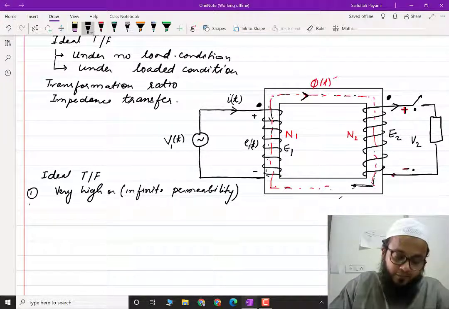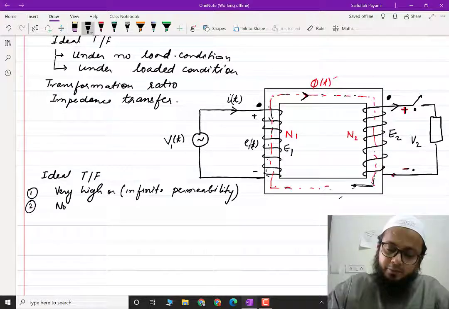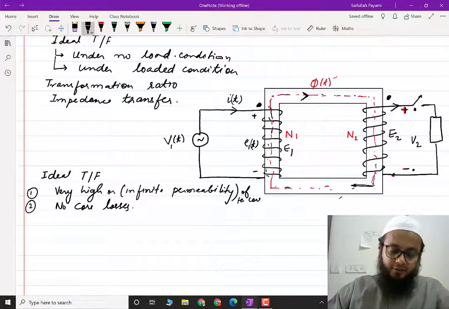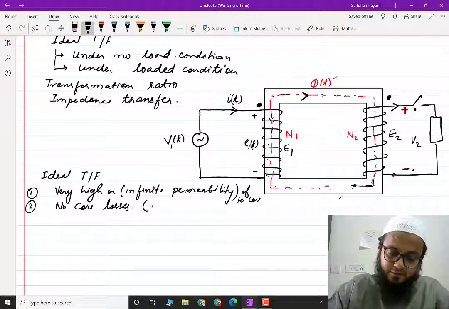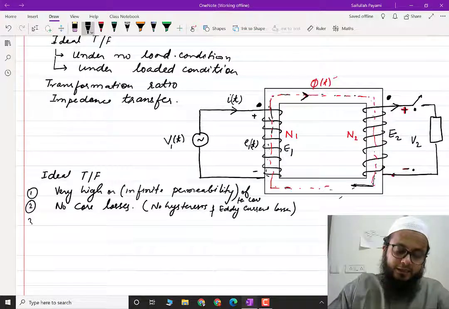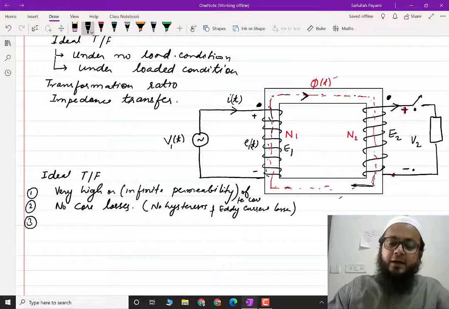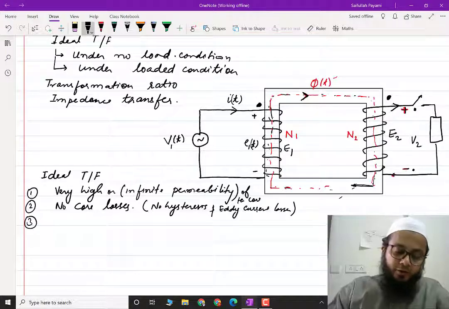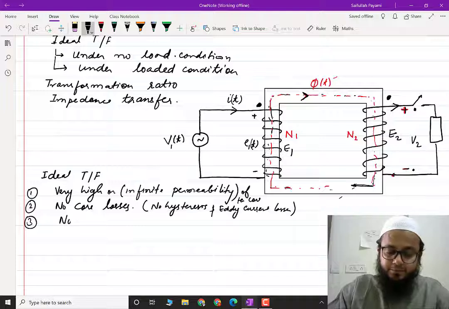And the second condition is no core losses, that means no hysteresis and eddy current losses. The third condition is that the windings, either on the primary side or the secondary side, N1 or N2, have no winding resistance.